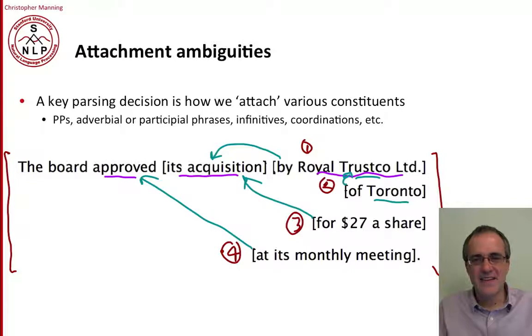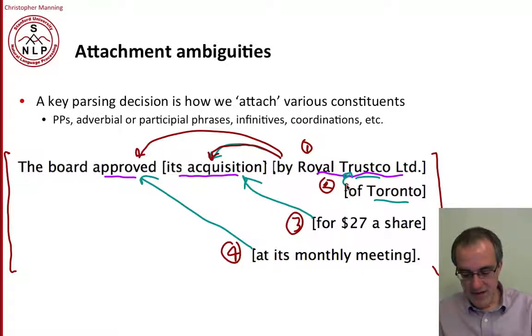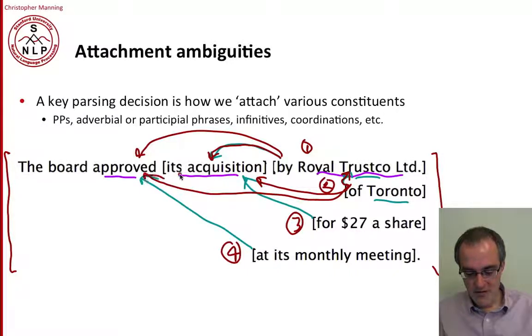However, it's not the case in examples like this that you're completely free to attach anything anywhere. So when we did by Royal Trust Co, it could certainly choose to attach either to the preceding noun or the verb. And then syntactically, when we attached of Toronto, it had 3 choices. It could attach to Royal Trust Co, or to the preceding noun phrase, or to the preceding verb phrase. And all of those were syntactically possible. But once you've made some higher attachments, that means earlier in the sentence, things become more restricted.